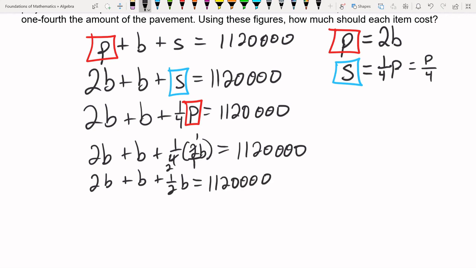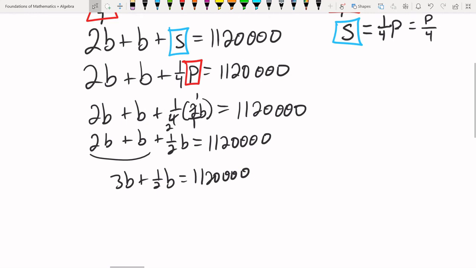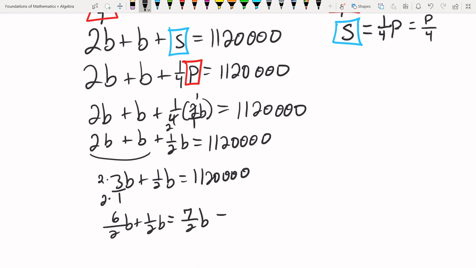Now you see we have like terms. 2B plus B is 3B, and now we have fractions to add. We have 3 over 1, and I can multiply this by 2 to get common denominators. That gives me 6 over 2 B plus 1/2 B, which is 6 plus 1, 7 over 2 B. This is going to equal $1,120,000.